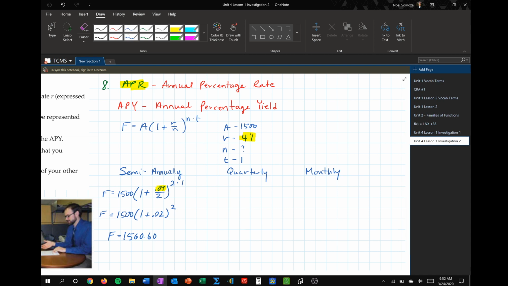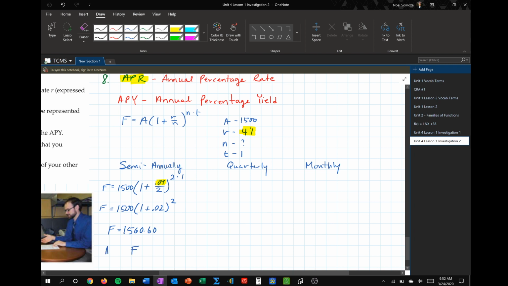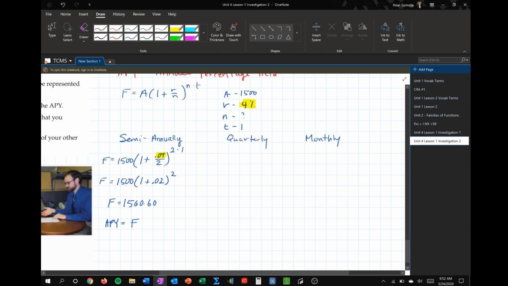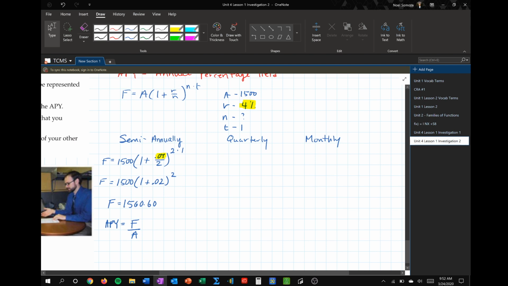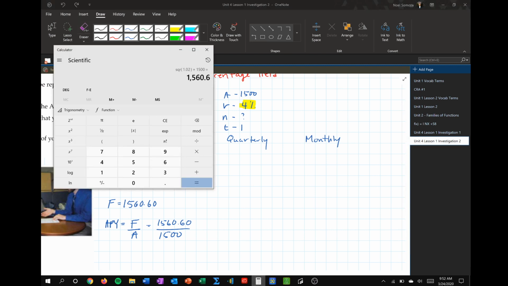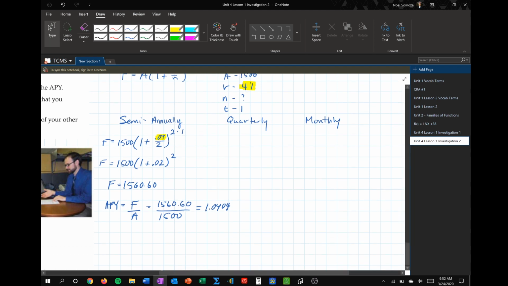Now the yield, how do you find the yield? Basically the yield is equal to the final value divided by your initial. Okay, you just simply take the final value which you ended up with, which was 1560.6, divided by your initial investment, which is 1,500. Okay, this ends up giving you 1.0404.